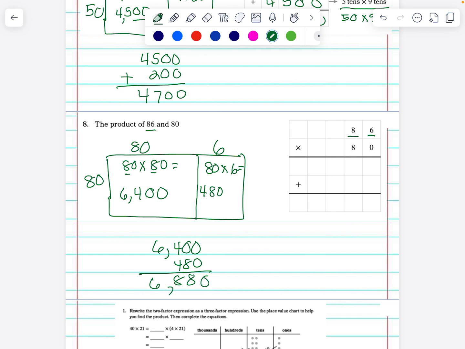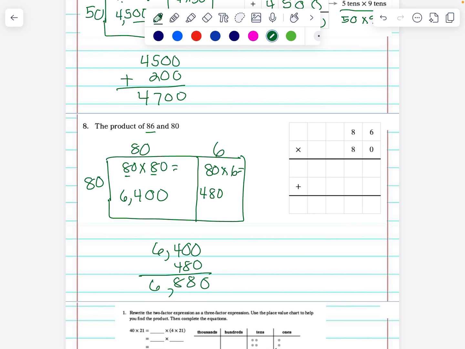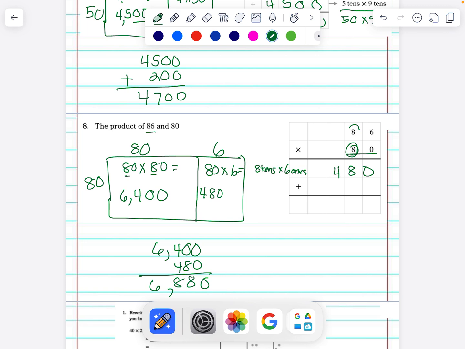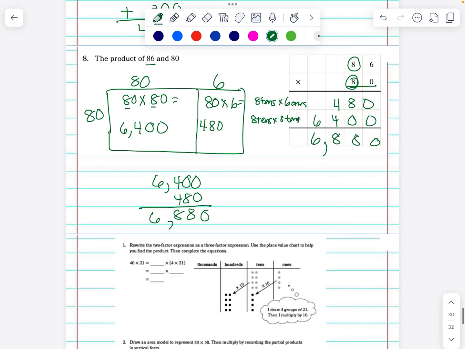Okay. So on this next one, I'm going to write my notes on the side. But we have 8 tens times 6 ones, which will be 480. Then I have 8 tens times 8 tens, and I have 6,400. Add the two together, and we still have 6,880.